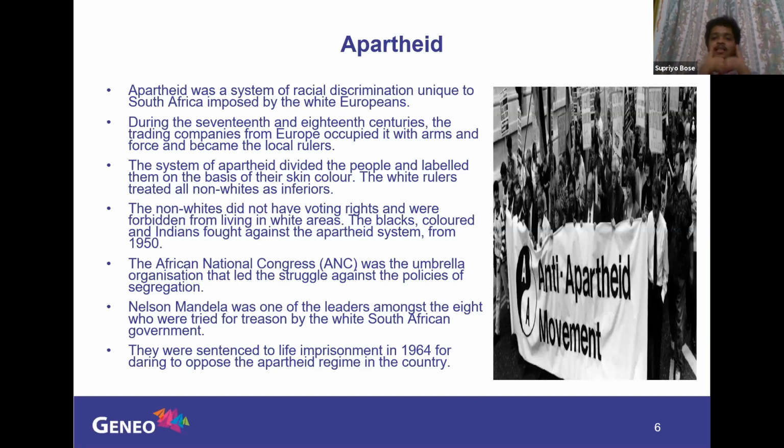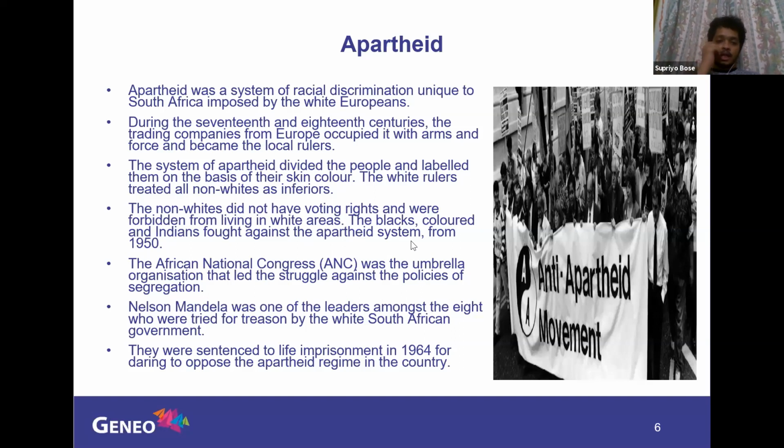So the biggest difference is that they were not even given the right to vote in the country. Vote देना, जो कि एक देश की फंडामेंटल राइट्स होती है स्टूडेंट्स, that is a fundamental right of the country, right, to give the vote. Okay, but they were not even given the right to vote. The non-whites did not have voting rights and were forbidden from living in white areas. जहाँ पे white रहेंगे वहाँ पे black नहीं रह सकते. The places where white people live, the black people will not live.